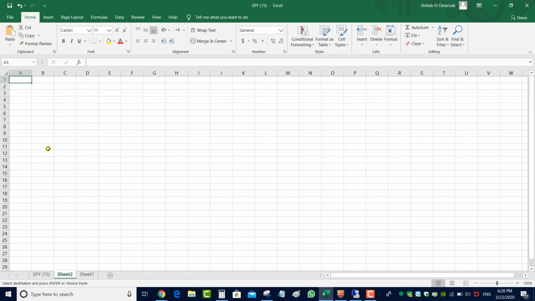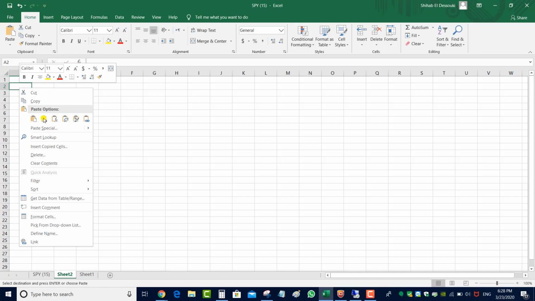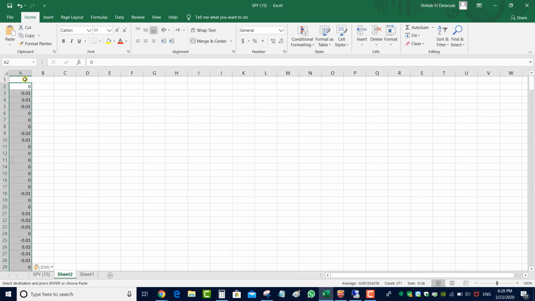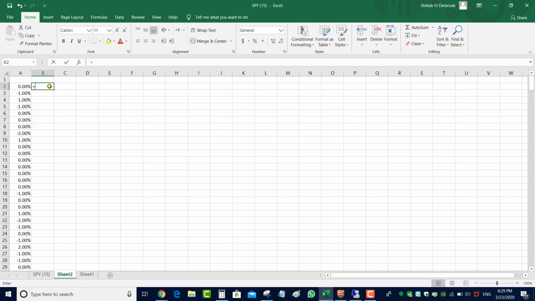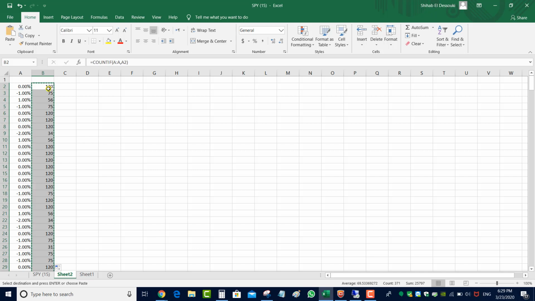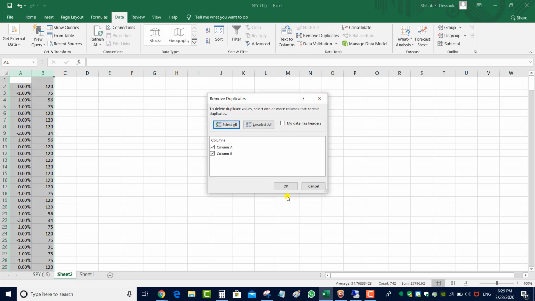I'm taking about 2 years just to see what it looks like during a crash, what the probabilities look like during a crash. Okay, so I'm doing the same thing. I'm going to put percentages here. I'm going to count the number of occurrences these percentages came up. So COUNTIF, the column, and the cell, and then I'm going to extend the formula, and then I'm going to copy paste the values as values, because I'm going to remove the duplicates so that it doesn't cause confusion.